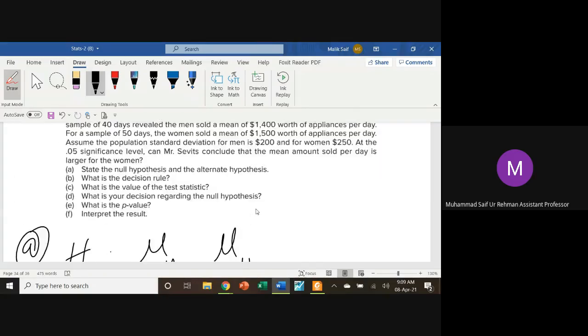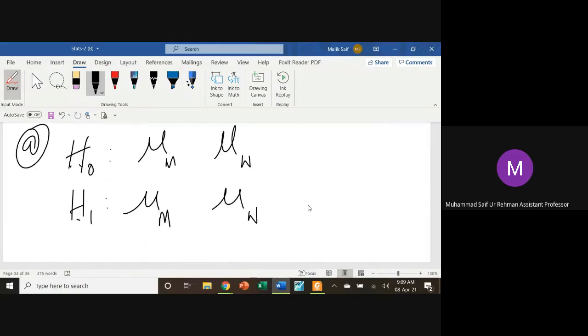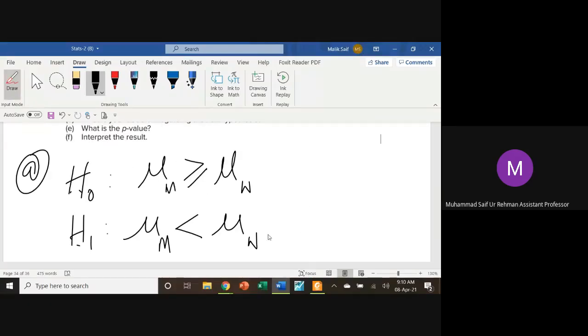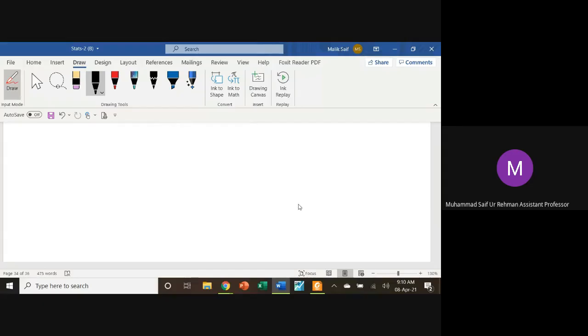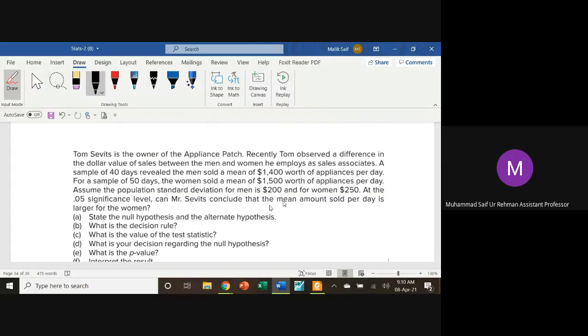And then you have to decide which one is larger. For that you have to see this statement. Can Mr. Savitz conclude that the mean amount sold per day is larger for women? Larger for women means the sign will be like this. So if you are going to write down this, then the remaining two possibilities will be written in the null hypothesis. So you may construct it in this way. Otherwise, you may also construct it in this way. Step one, null and alternate hypothesis.